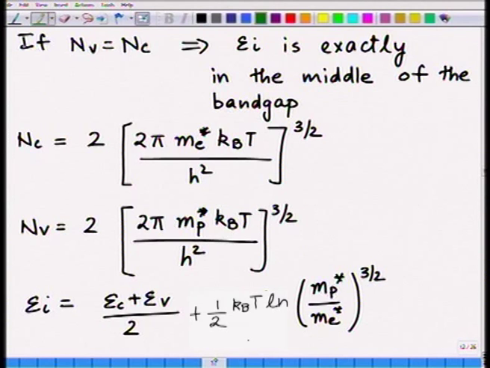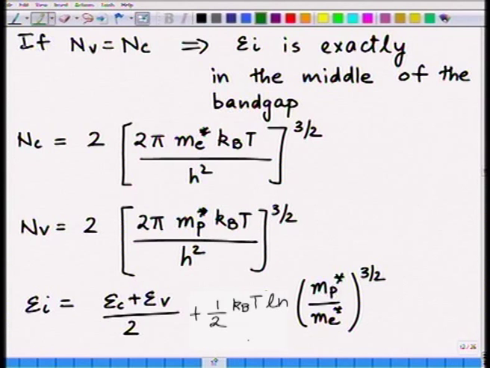All right. So, this is all about intrinsic semiconductors. Now, what is N we have still not determined. We have determined N equal to P. Now, once we know EI, we should be able to determine what N is equal to. All right. So, what is N equal to? Let us find out.